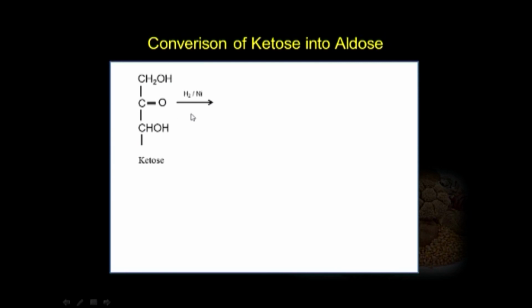Then how to convert ketose into aldose? This is a ketose. When we want to convert it into aldose, first this carbonyl has to be reduced, and when reduction of this carbonyl occurs, a new asymmetric carbon atom is formed. So obviously we will get this alcohol group here, but it will be a mixture of epimeric alcohols. So from the corresponding ketose we will get a mixture of 2 alcohols here.